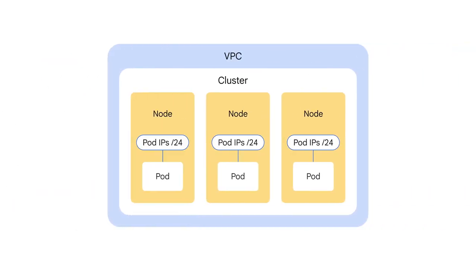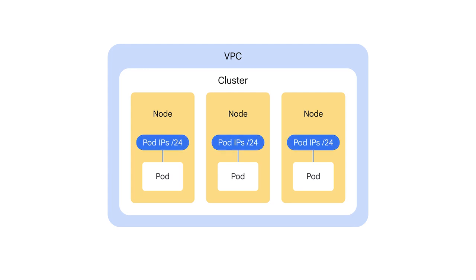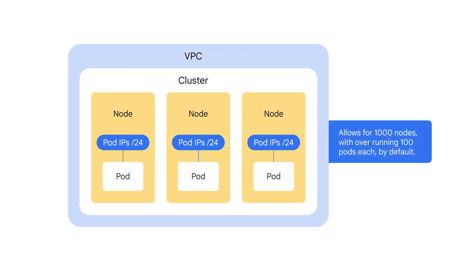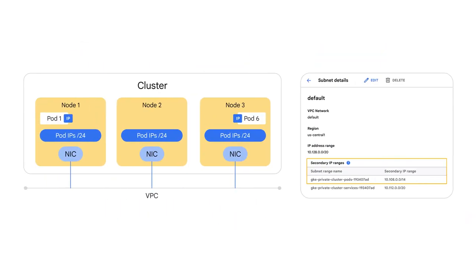Using this large pod IP range, GKE allocates a much smaller /24 block to each node, which contains about 250 IP addresses. This allows for 1,000 nodes with each running 100 pods by default. This functionality allows you to configure both the number of nodes you expect to use and a maximum number of pods per node. The nodes allocate a unique IP address from their assigned range to each pod as it starts.